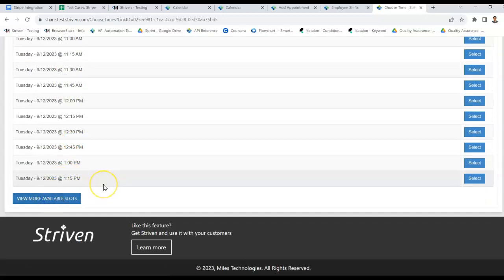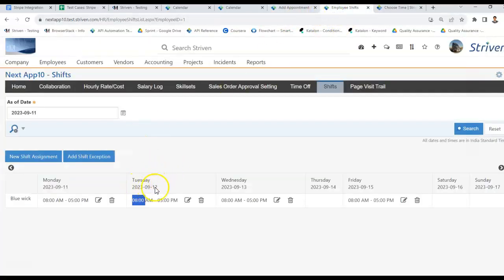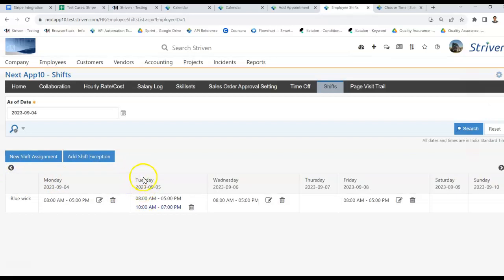And the end time is 6 p.m. This is for 12th of September, whereas on 12th of September the shift is 8 to 5 p.m. So it is considering the shift exception from the previous day of that week. Yeah, that's the issue.